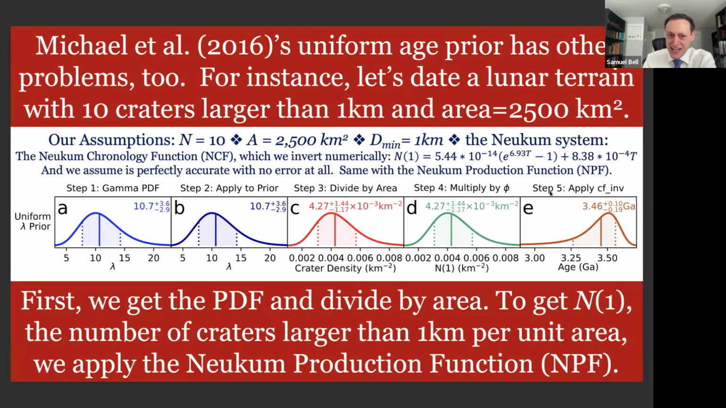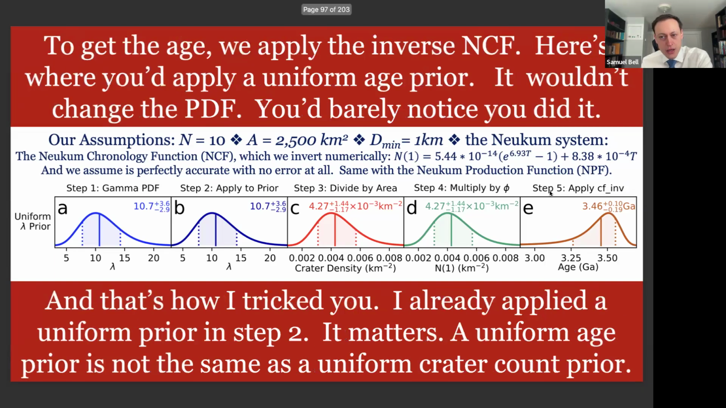For instance, let's date a lunar terrain with 10 craters larger than 1 kilometer and an area of 2,500 kilometers squared. First, we get the PDF and divide by the area. To get n of 1, the number of craters larger than 1 kilometer per unit area, we apply the Neumann production function, which I'll abbreviate as NPF. To get the age, we apply the inverse of the Neumann chronology function, NCF. Here's where you'd apply a uniform age prior. It wouldn't change the PDF. You barely notice you did it.